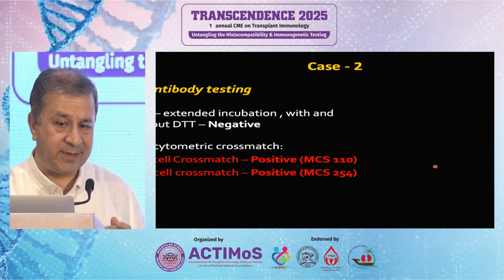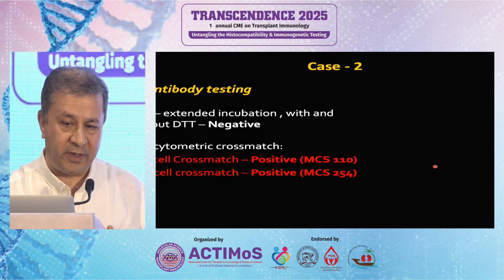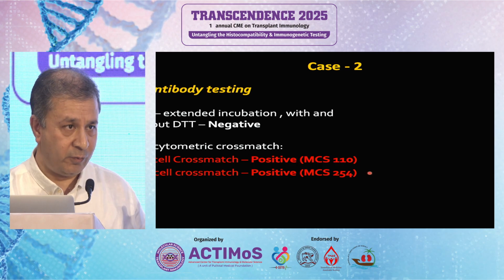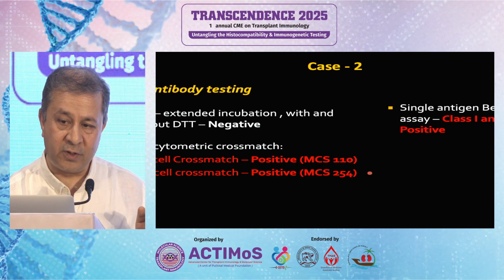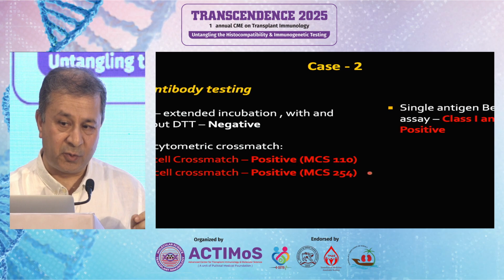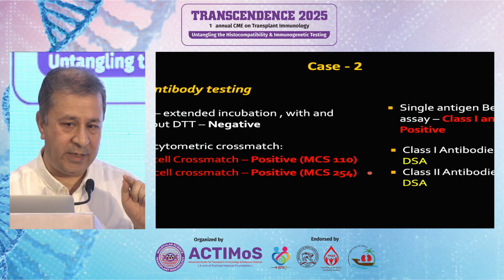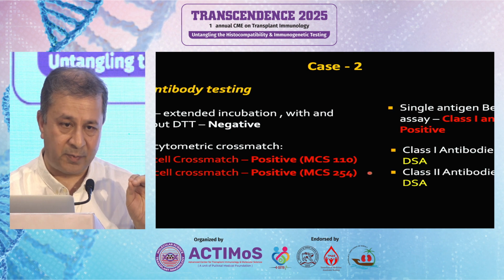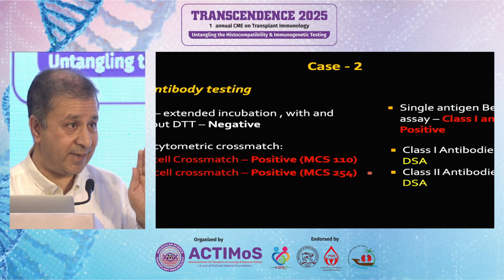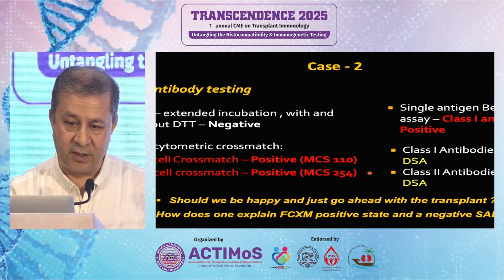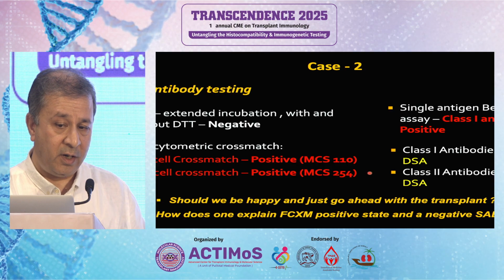And if you look at the CDC, it was negative, but the T and the B cell cross-match was clearly positive, with a median channel shift of more than 110 and 254. And of course, single antigen bead in this case, which was done for class 1 and 2, was positive as well. But when you went into the nitty-gritties, you found that there were no specific donor-specific antibodies. Now, this is the second case, and in this the question is, should we be happy and just go ahead with the transplant?